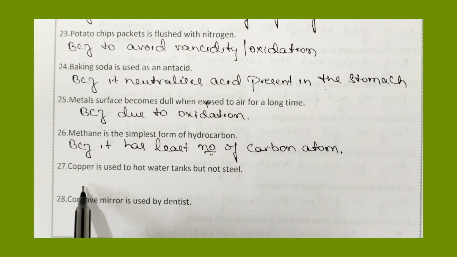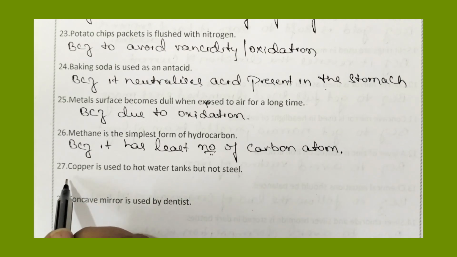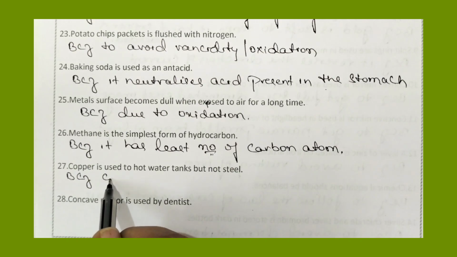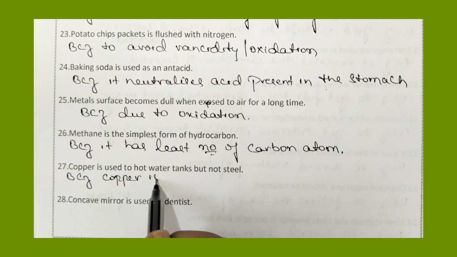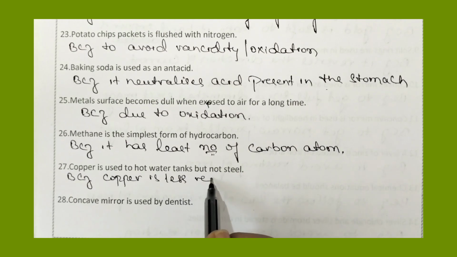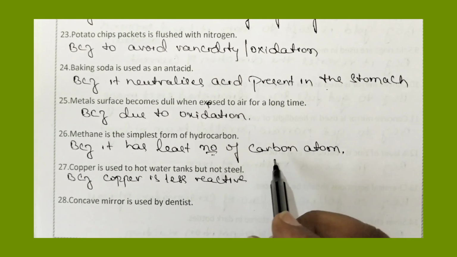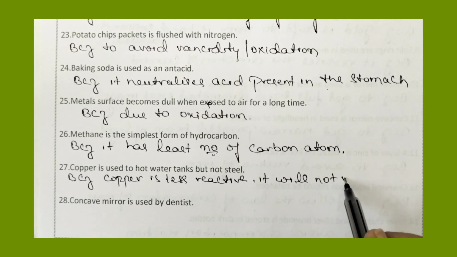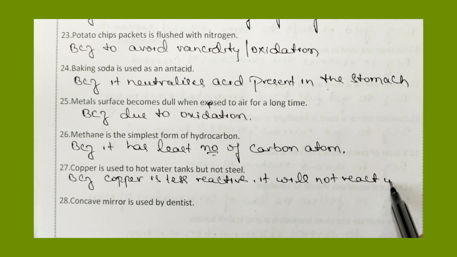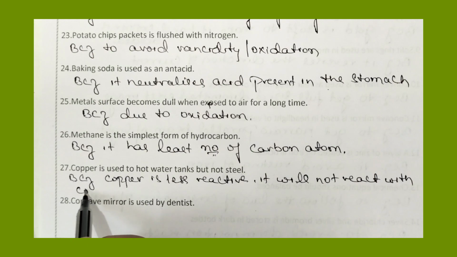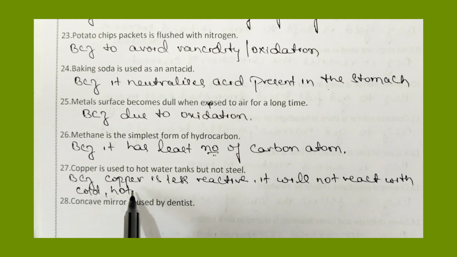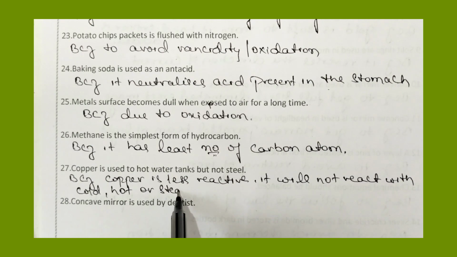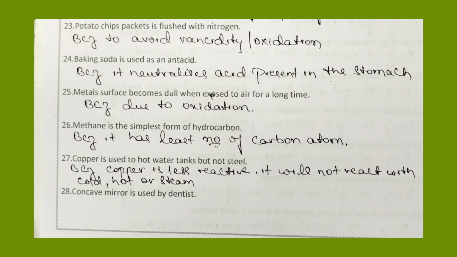Next, copper is used in hot water tanks but not steel because copper is less reactive. Second, it will not react with cold or hot water or steam. So cold water, hot water or steam. Therefore it is used in making hot water tanks.